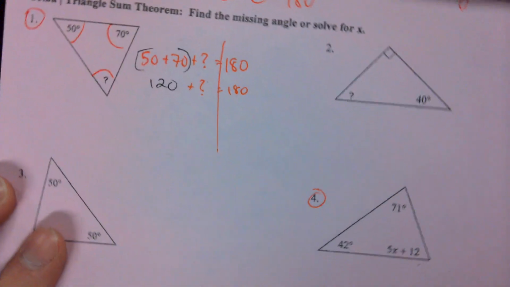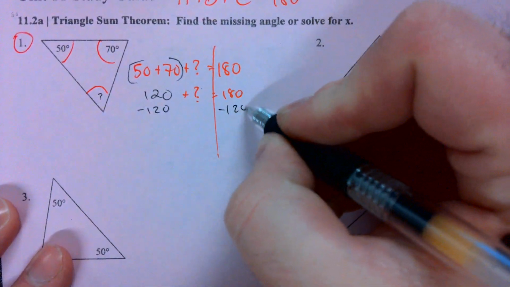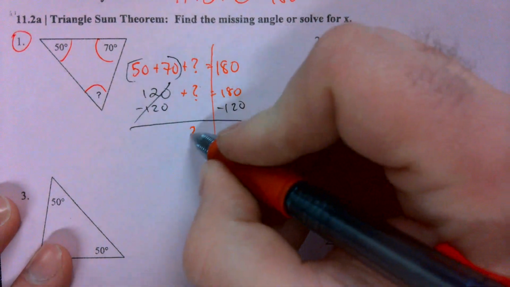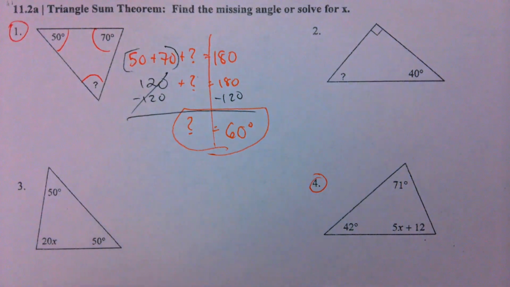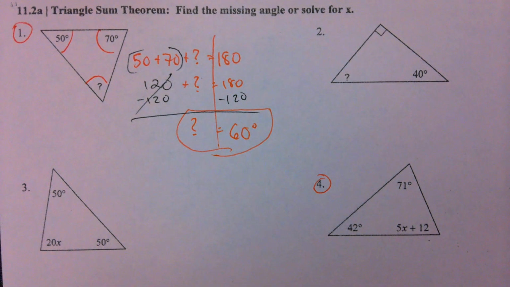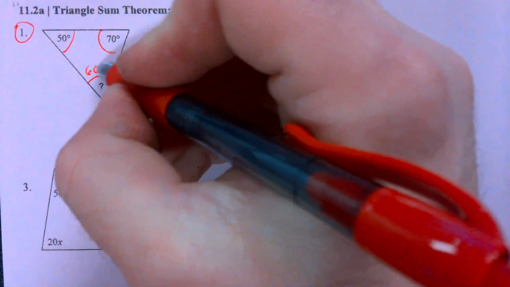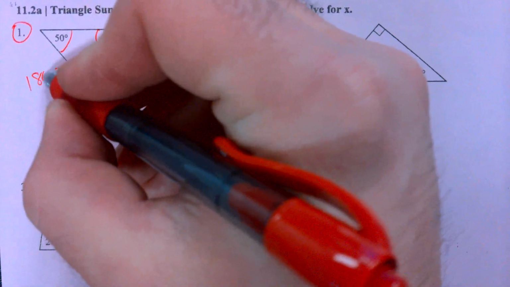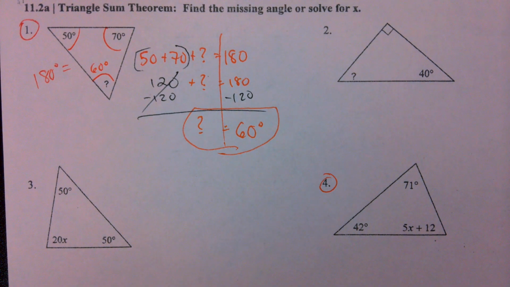Now how can I get the question mark all by itself? Subtract 120 from both sides, leaving me with 60 degrees. 50 plus 70 plus 60 gives me 180 degrees in total. All right?